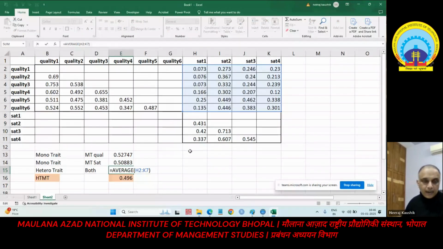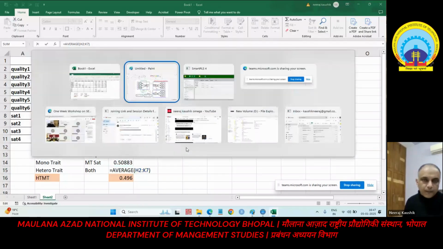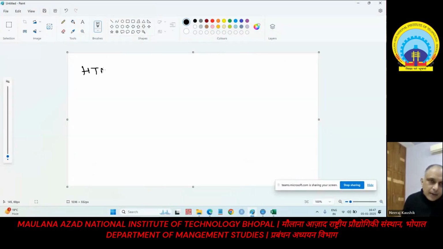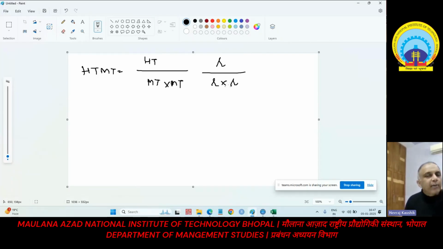Okay, sir. And if you can explain the calculation of the HTMT ratio. HTMT is basically the ratio of heterotrait divided by monotrait. But the problem is HT is R, MT is also R into R, so it becomes R divided by R square. Doesn't match. That's why I put a square root here.